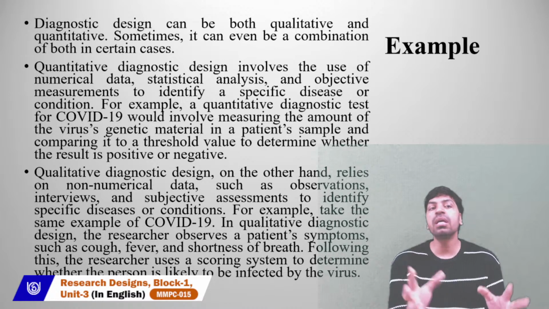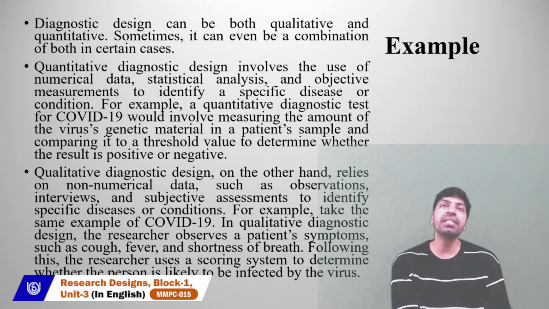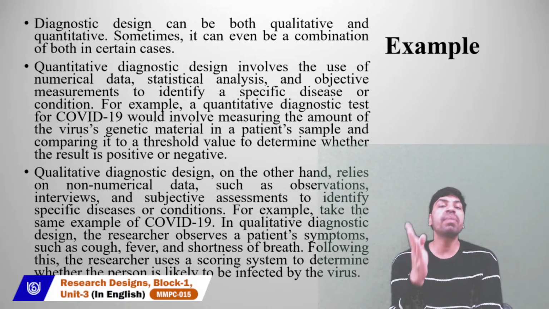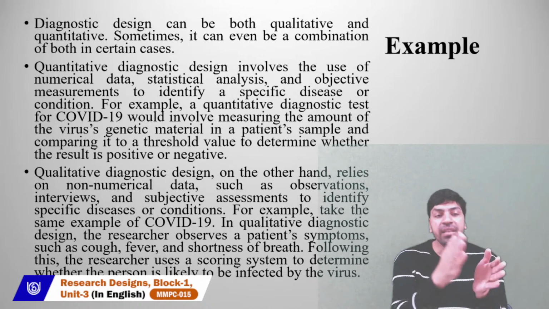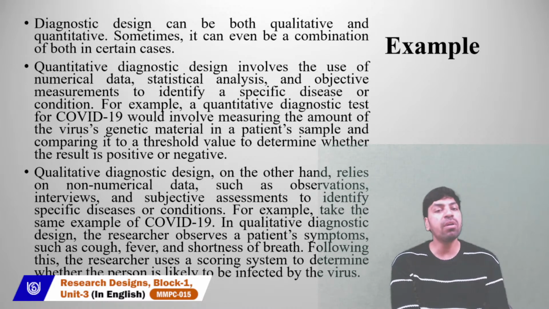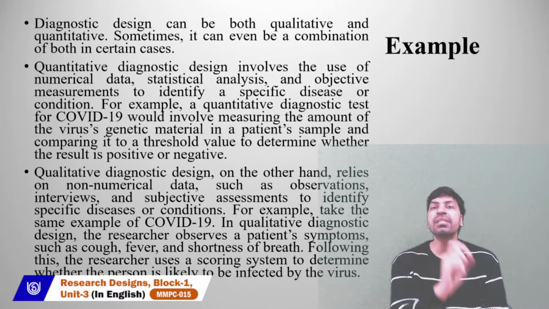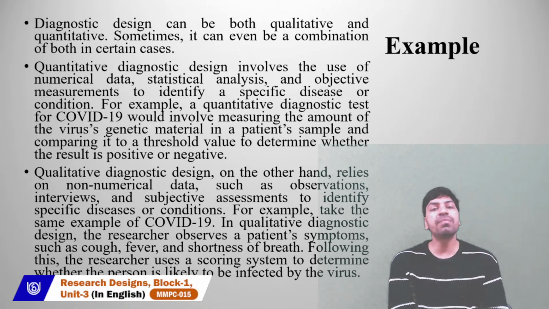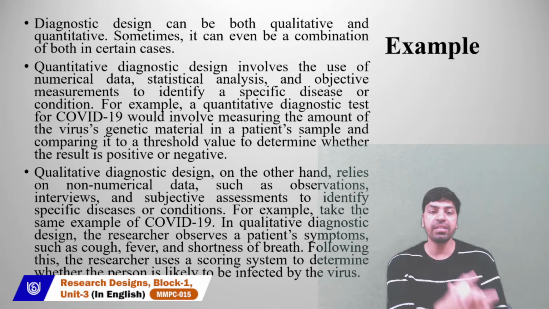So this is called a quantitative diagnostic design, where we measure the amount of virus genetic material in the particular patient sample and compare it to a reference value to determine whether the result is positive or negative. You can see in blood sugar also, a biological reference has been given, a measurement has been given, and the result has been given as high or normal, which always occurs in the reference level.